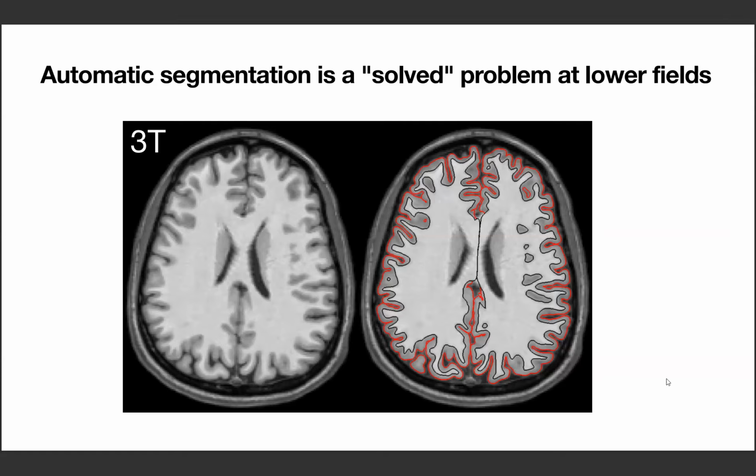I should also mention that for low fields, automatic segmentation is a solved problem. If you take an MP-RAGE image, as FreeSurfer suggests you to use, and run it through their algorithm, 10 out of 10 times it's going to work. You may have an issue or the other, but it's really a solved problem.